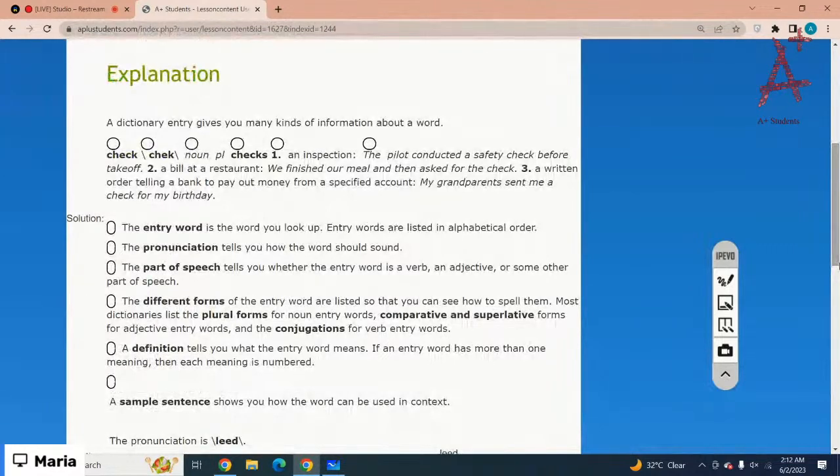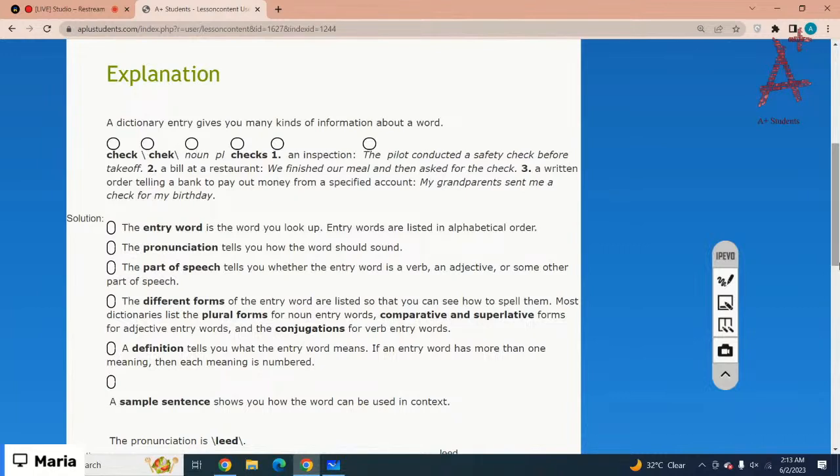Got it? So the entry word is the word you look up. Entry words are listed in alphabetical order. Got it? The first one is the entry word, and that means they are in alphabetical order. Then you have the pronunciation. Pronunciation tells you how the word should sound. Got it? Like that, in writing, spellings and words are different when you pronounce them.